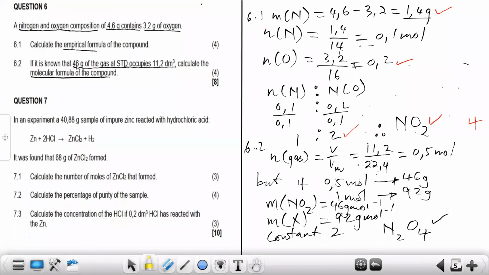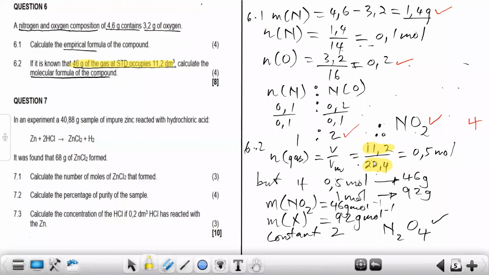It is known that 46 grams of standard gas at STP occupies 11.2 decimeter cubed. But we don't know what gas that is. So we want to know how many moles. Remember, for me to compare, I need to have the number of moles. Hence, I said stoichiometric calculation is the number of moles. So what is it that I have? I am told it is STP. I have the volume. So at STP, I know I can use the molar volume of a gas.